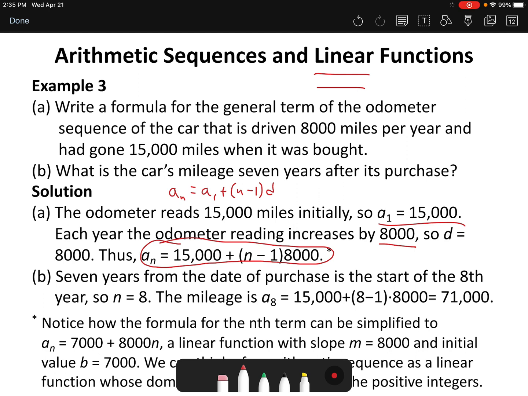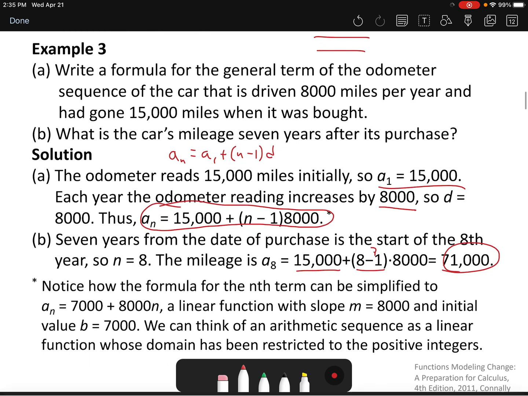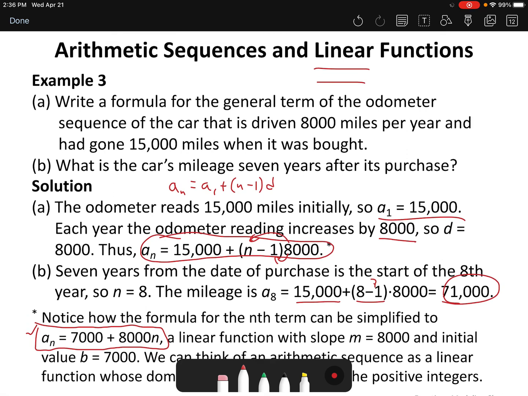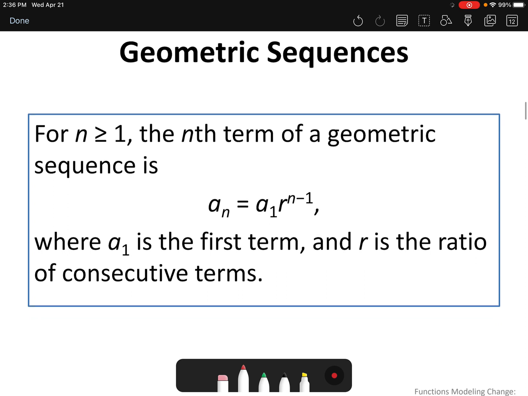Then we want to know, what is the car's mileage 7 years after its purchase? Well, 7 years after its purchase is the 8th year, so n is 8. We take 15,000 plus 8 minus 1, which is 7, times 8,000. It has 71,000 miles. Now, notice the formula for the nth term can be simplified to a linear equation, because if we distribute the 8,000, we end up with this formula. So it's just a linear function. When you see arithmetic sequences, you know they are going to be lines.